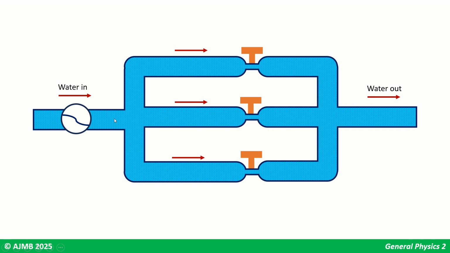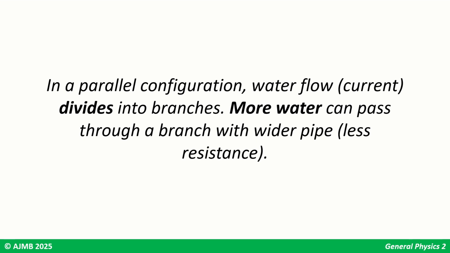Okay, so in this case, because there are multiple pathways to accommodate your water, you actually get a larger water flow, right? Your water flow is faster. There's more volume of water per unit of time that can pass as compared to if you have the three bulbs in series, right? So the effect would be really different if you place your water bulbs in series or in parallel. In parallel configuration, water flow divides into branches.